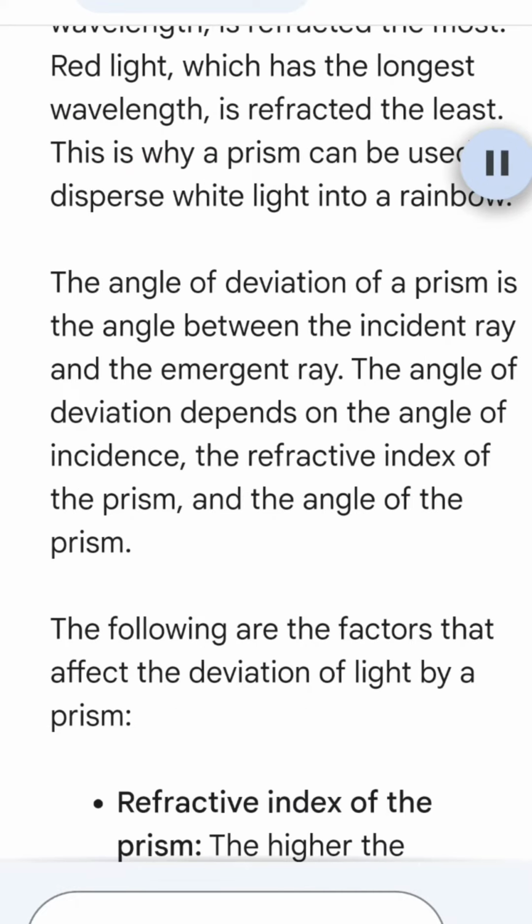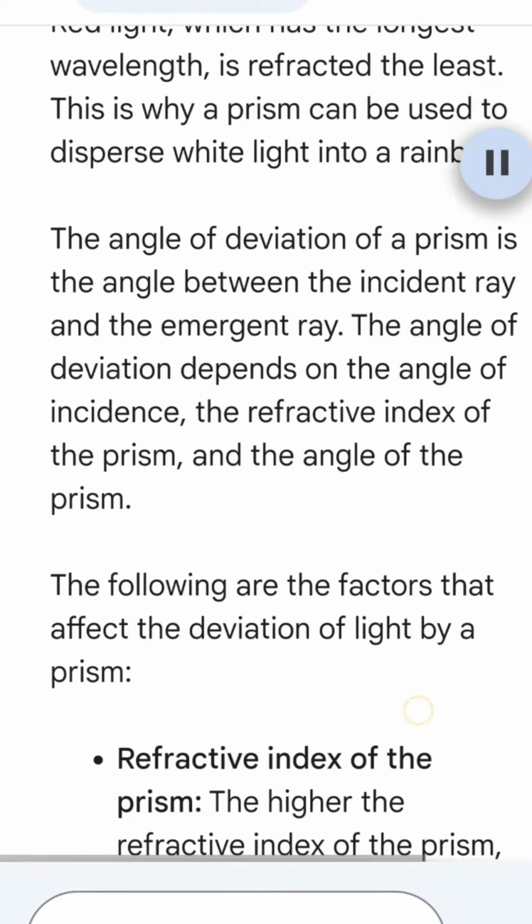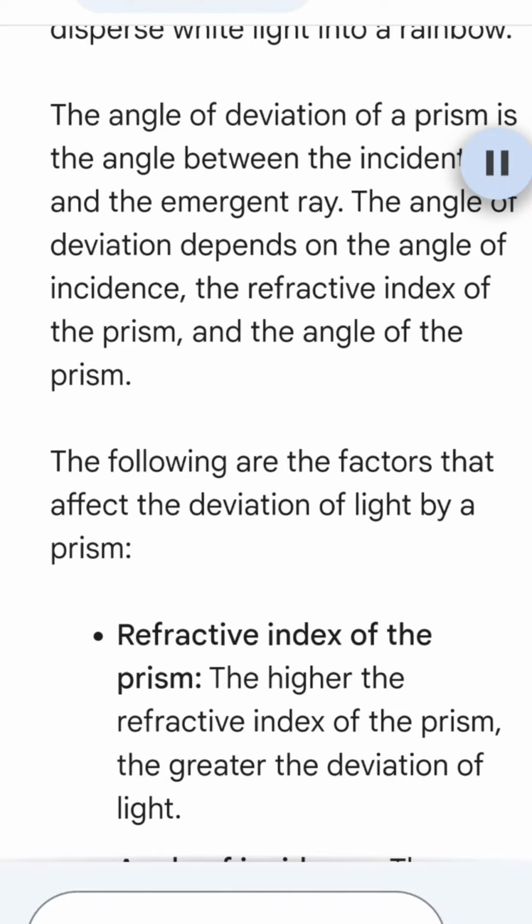The angle of deviation of a prism is the angle between the incident ray and the emergent ray. The angle of deviation depends on the angle of incidence, the refractive index of the prism, and the angle of the prism. The following are the factors that affect the deviation of light by a prism: refractive index of the prism.